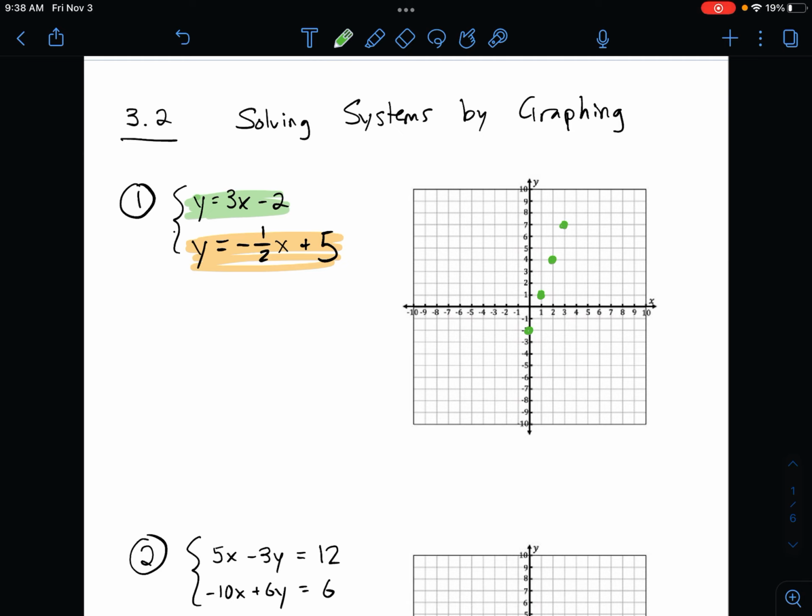Again, you can make as many points as you want. I just require a minimum of 3, but obviously the more you have, the more accurate your graph will be. Then you want to connect these points with a line. And then we're going to go on to the one highlighted in orange.